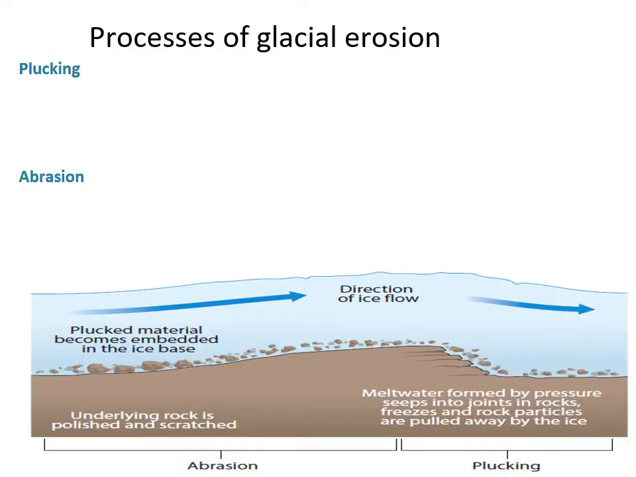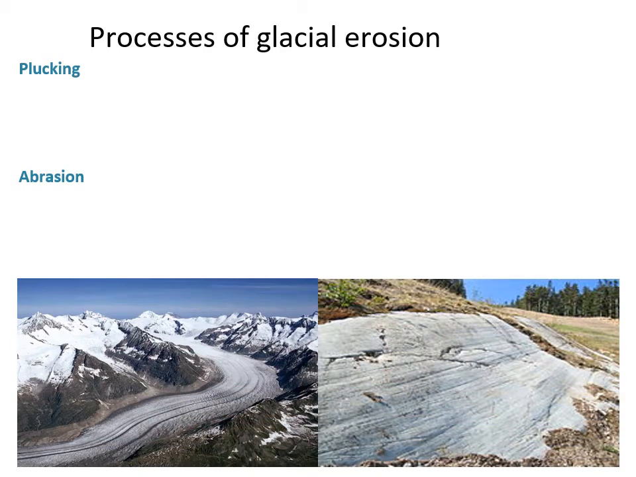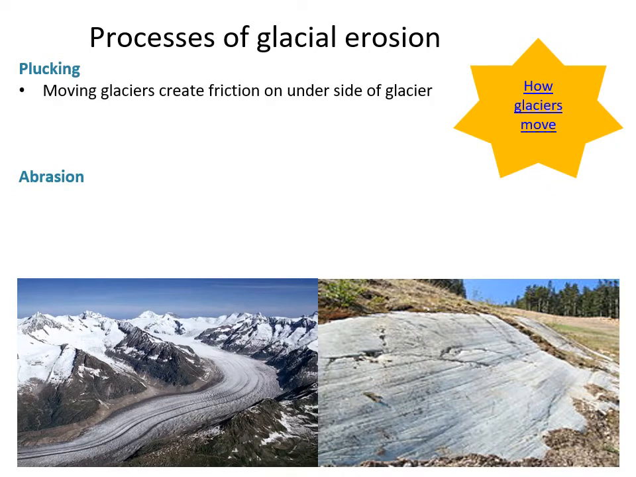Next up, this is really important. This comes up time and again for the part A, the process of glacial erosion. You'll see here we have two different processes. We have plucking and we have abrasion. Okay, there's a little link there. I might put it up later and separately as to how glaciers move.